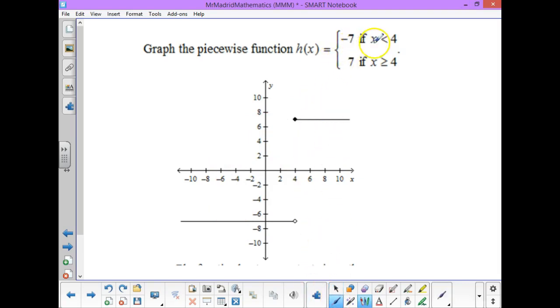However, for x less than 4, we've got a straight line at -7, and that's for all x values less than 4. So it's a straight line because it is a constant. Now notice you cannot equal 4, so it's an open circle. For x values greater than or equal to 4, you would draw a straight line, 7 units up versus 7 units down. It's simply a straight line, and you've got a closed circle because it's equal to.